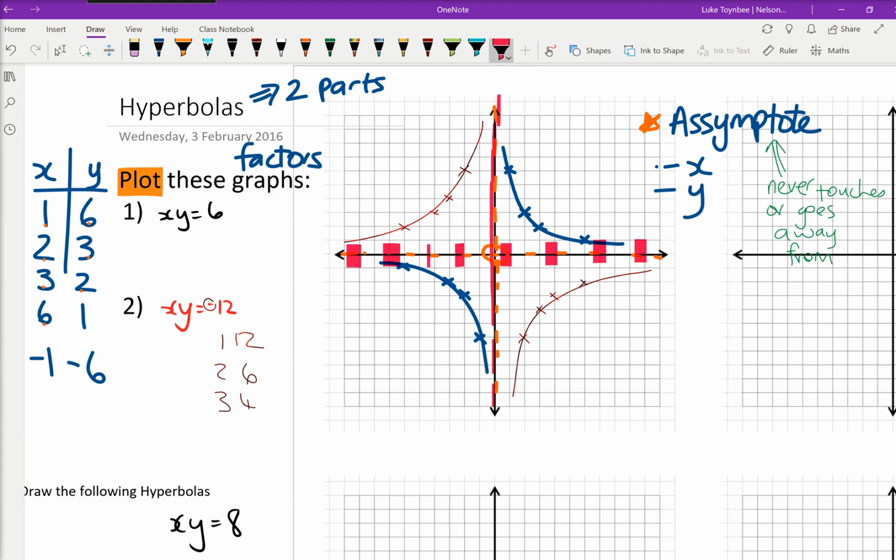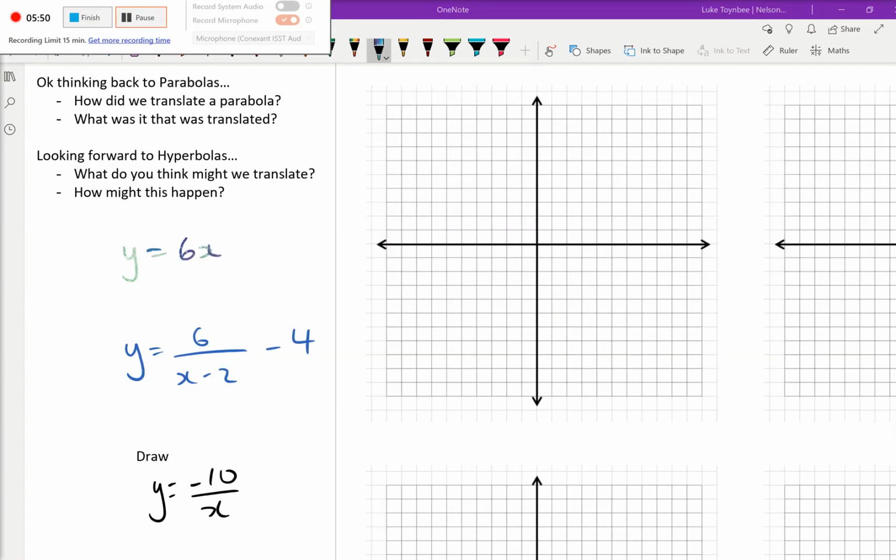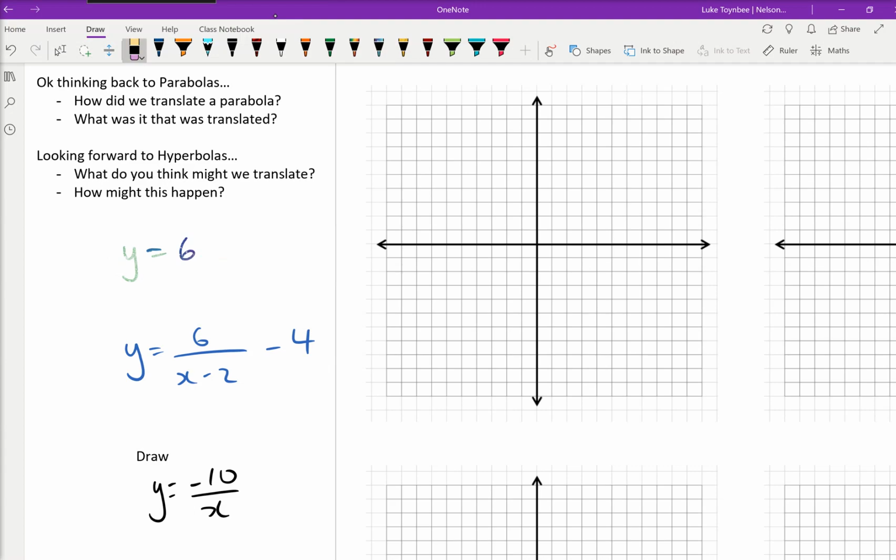I'm not sure why I chose a massive fat highlighter there, but it's a bit of a mess. Why do you have to do that? Because your graph will never touch those points. And it's really important that they do not touch those points. Any questions? Right, I'm just going to pause the video there. Okay. So remember, y equals 6 over x. Sorry, that is a hyperbola.